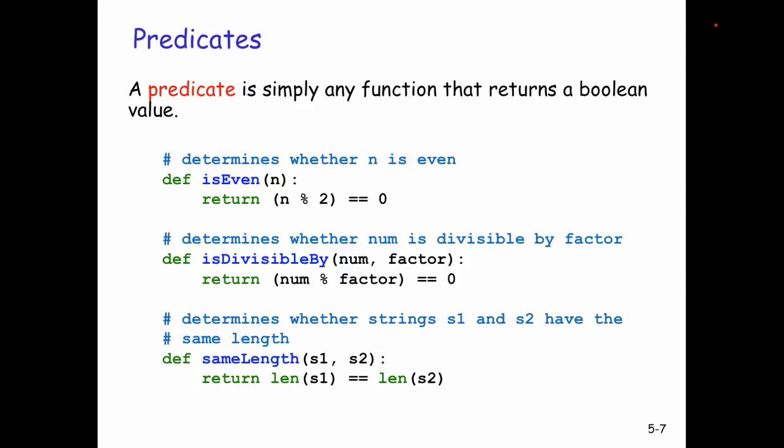In Python, a function can return any sort of value that we like, so certainly can return a Boolean. In mathematics, functions that return Booleans are known as predicates, so we'll adopt that terminology here. Here are a few simple predicates in Python.